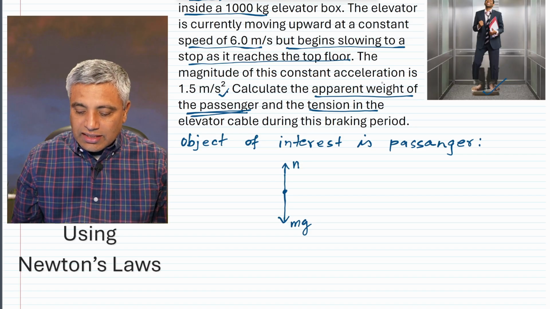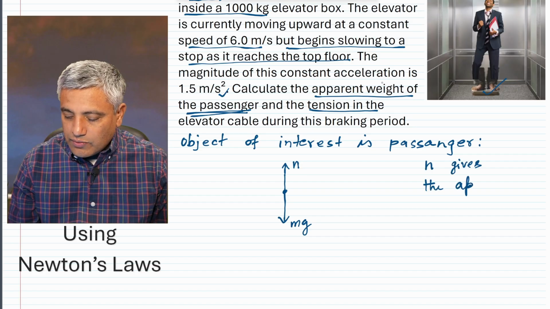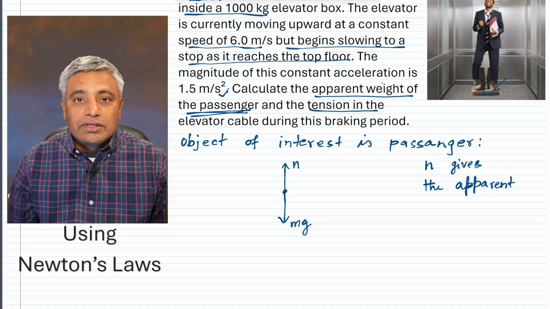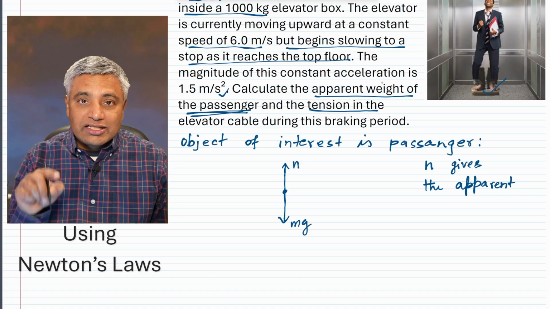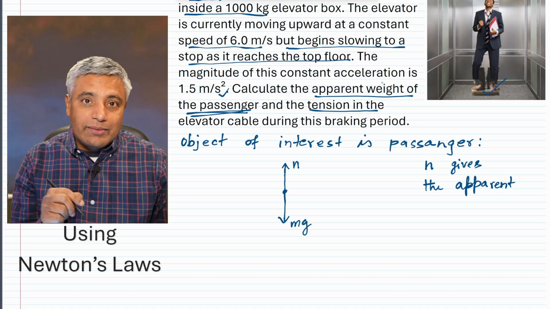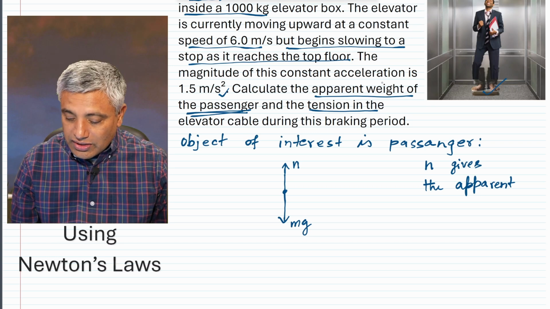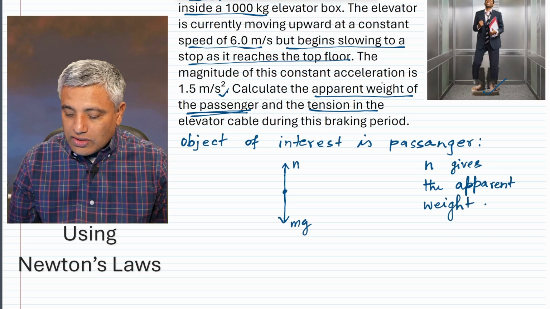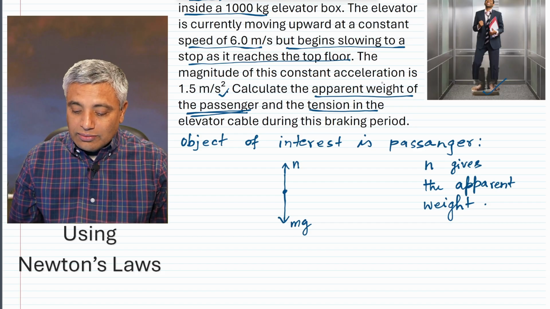So although we write N here, N gives the apparent weight. N also gives the weight: N is equal to the weight when the object is not accelerating. But when the object is accelerating, in that case, N gives the apparent weight. So when we are asked to find the apparent weight of an accelerating object, what do we calculate? We calculate the normal force. That means we are looking for the normal force in this case.